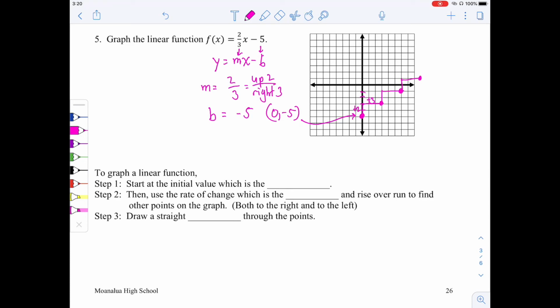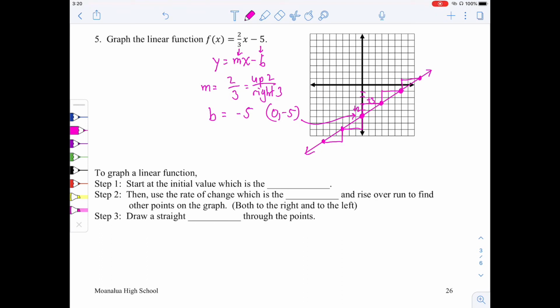So we can go the other way too. We can go down 2, left 3. Just follow the pattern. Down 2, left 3. Right there. This should make a nice constant rate of change for our line, because it's going up 2, right 3 all the time. So that's how you graph.